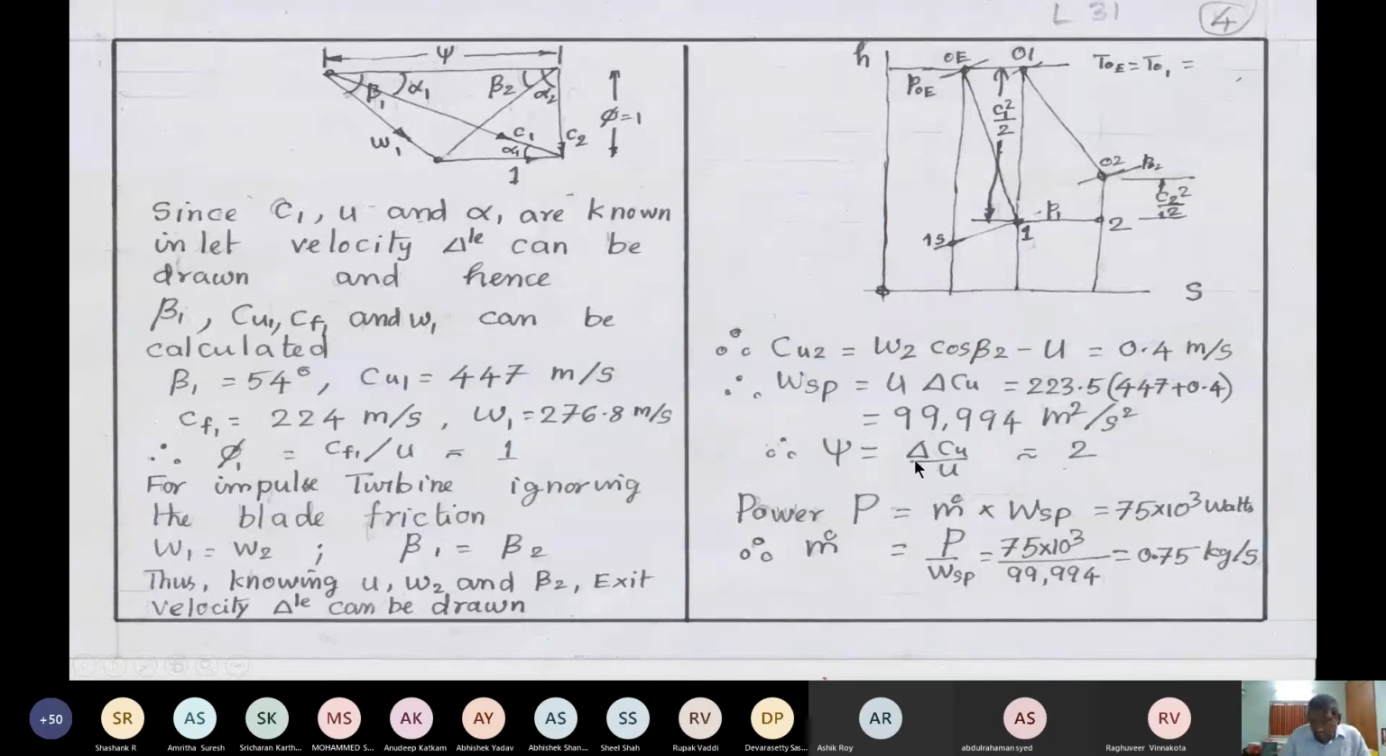Now, having known this, I have just calculated the loading coefficient. Psi is equal to delta Cu by U. So now if you think of the most important non-dimensional numbers, the phi, psi and degree of reaction, phi is 1, psi is 2. What is R? What is the value of R?